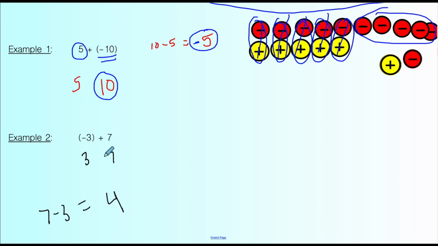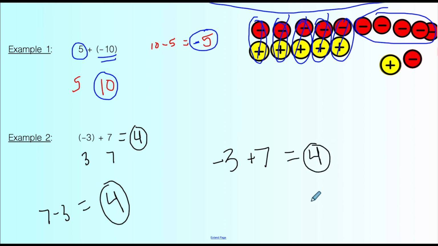And then the final answer is positive or negative. Well, it's going to be positive. Why? Because the 7 is bigger than the 3, and in the original problem, the 7 was a positive number. So my final answer is going to be positive 4. So negative 3 plus 7 is positive 4. You could also think about it as money. I'm in debt $3. Oh, and then I find $7 in my pocket. Well, I can pay back my $3 of debt, and I'll have $4 left over, positive 4.